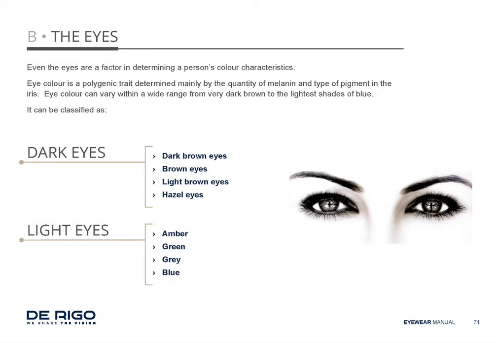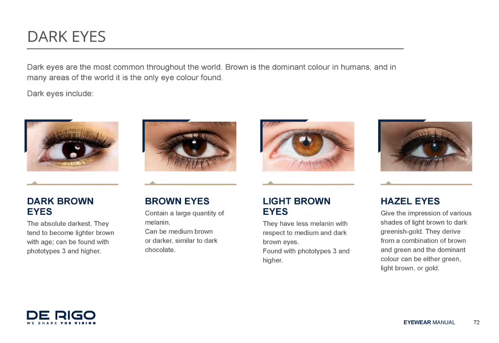The eyes. Even the eyes are a factor in determining a person's color characteristics. Eye color is a polygenic trait determined mainly by the quantity of melanin and type of pigment in the iris. Eye color can vary within a wide range from dark brown to the lightest shades of blue. It can be classified as dark brown, brown, light brown, hazel, amber, green, gray, and blue. Dark eyes are the most common throughout the world. Brown is the dominant color in humans, and in many areas of the world it is the only eye color found.